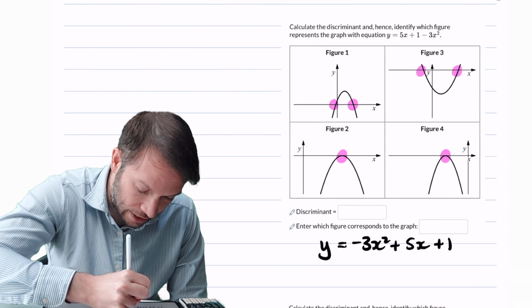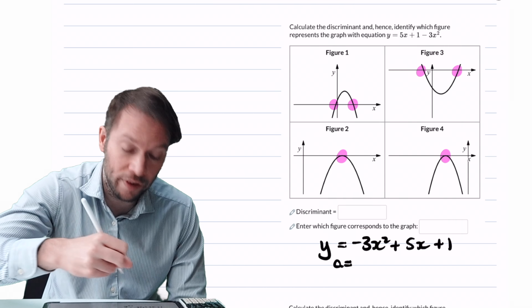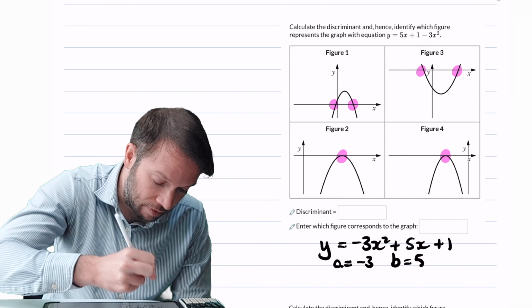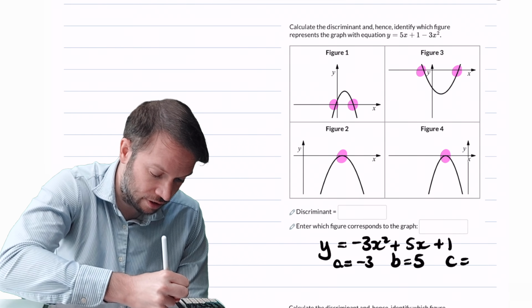Now the a here is the number in front of the x squared. The coefficient of x squared is minus 3. The b is the coefficient of the x term, so the 5. And c is the constant term, so the 1.